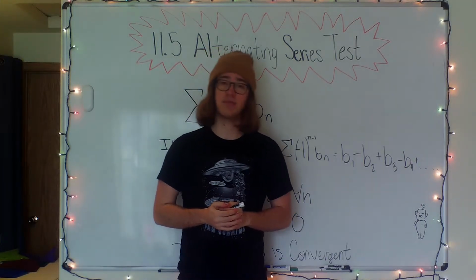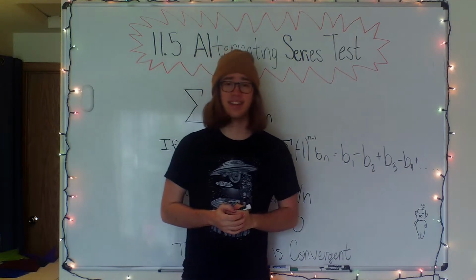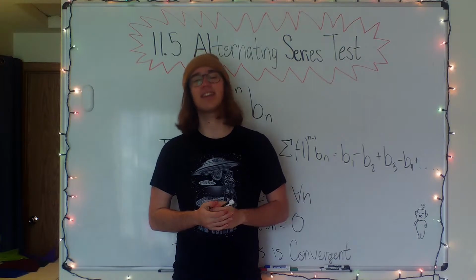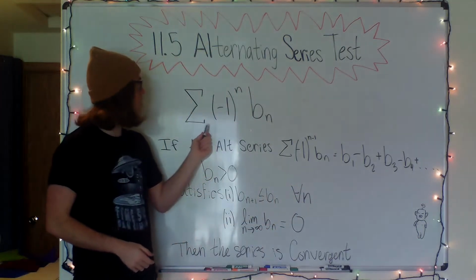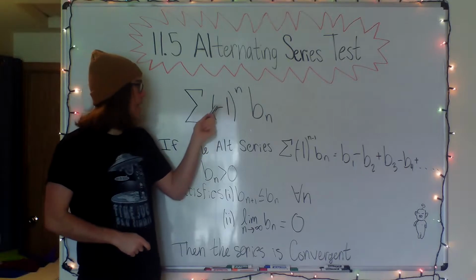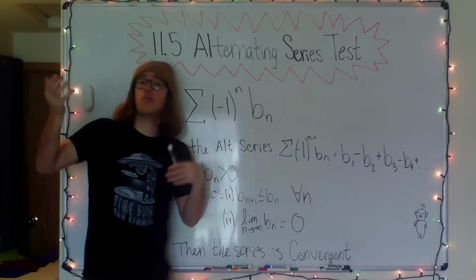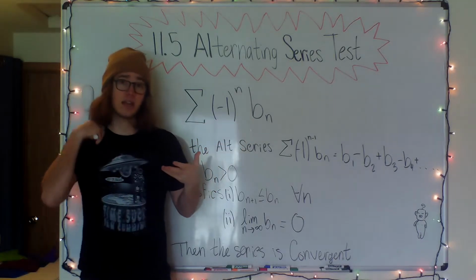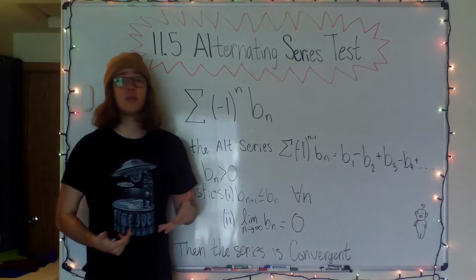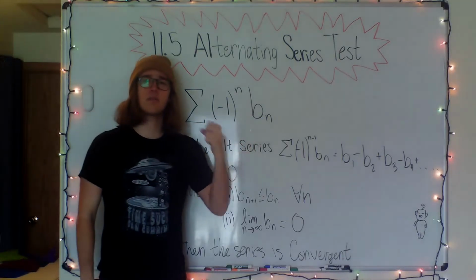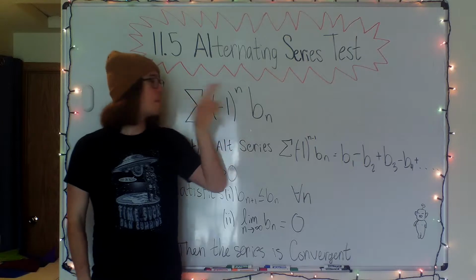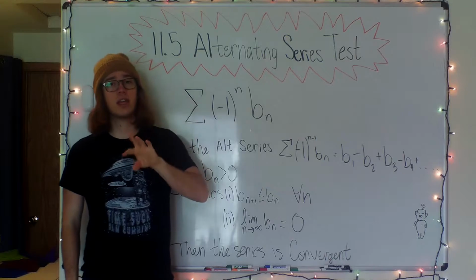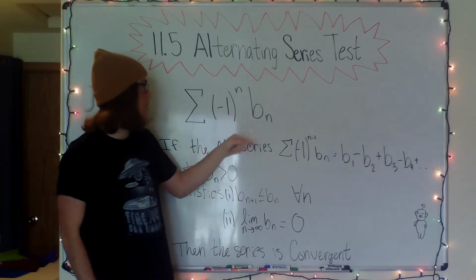It's a series that goes from positive to negative to positive to negative, and it alternates between positives and negatives. I know, big surprise, right? And so it's going to be of the form, the sum of negative 1 to the n, or n minus 1, or n plus 1, times b sub n, where b sub n is going to be a positive sequence. As your power changes from even to odd, the negative 1 will switch from positive 1 to negative 1 to positive 1 to negative 1 to multiply by your b sub n term.